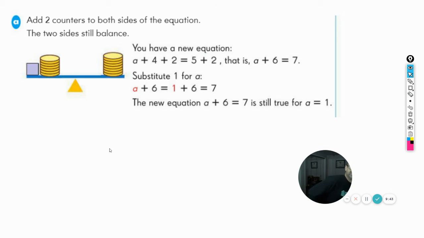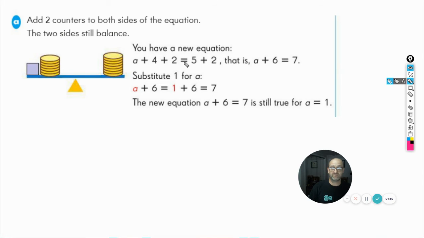Now, here's the deal. If you put 2 more counters on each side, if you put 2 here, you put 2 here. So now you've got A plus 6 equals, let's see, if you put 2 more on each side, instead of A plus 4 equals 5, you've got A plus 4 plus 2 equals 5 plus 2. So whatever you do to one side, you do to the other. So A plus 6 now still equals 7. 5 plus 2 is 7. A plus 4 plus 2 is 6.